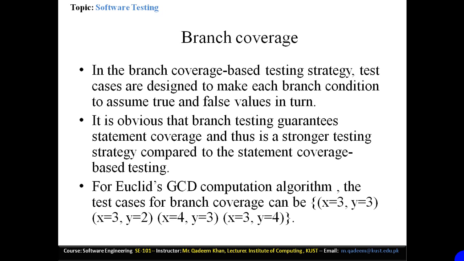So for the Euclidean algorithm, for branch coverage, we can provide this test data and it will cover every statement. For example, x=3, y=3, this is the equality case, and x=3, y=2, where the first one is greater than the second one, and 4, 3, where the first one is also greater than the second, and 3, 4, where the first one is less than the second. So this is a more exhaustive testing strategy. This is a good testing case because it tests the whole algorithm.